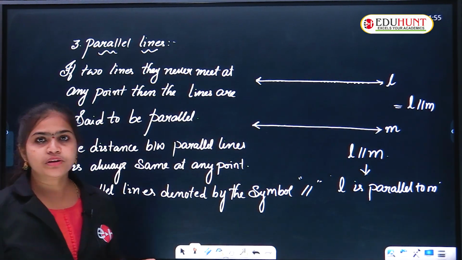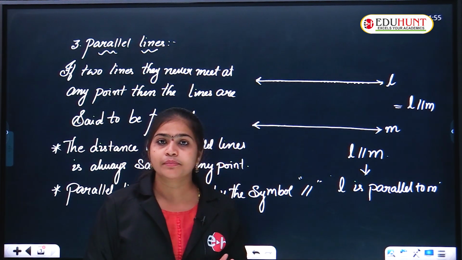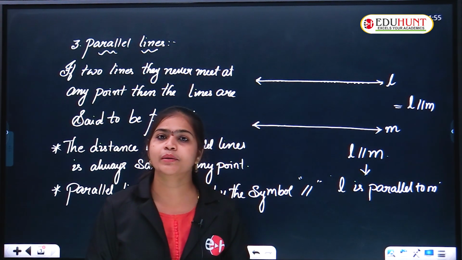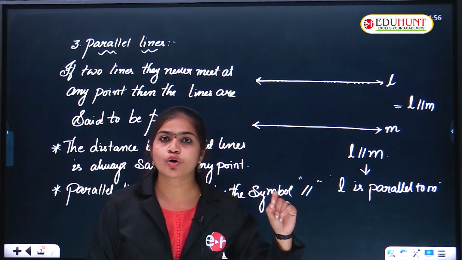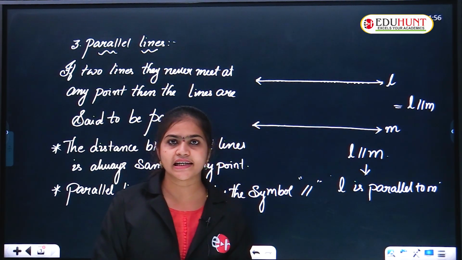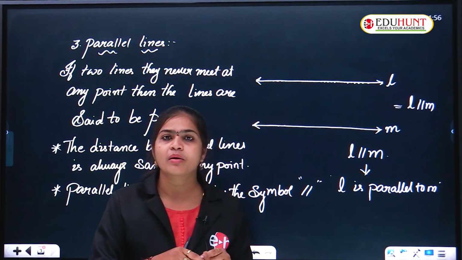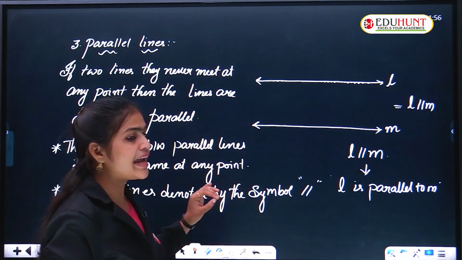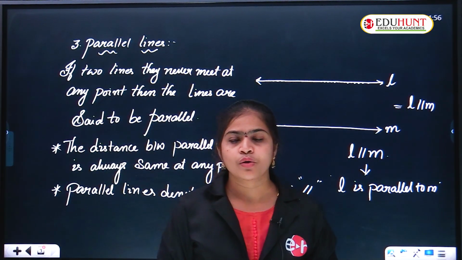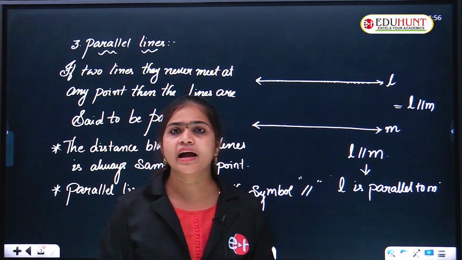Understood? So this is about parallel lines. Okay, and one more thing, children, in the previous videos we learned about angles, right? What about an angle? By joining two lines at a common point, we can observe an angle. I told you that, right? By joining two rays at a common point, we can observe an angle. Okay, what is the angle between parallel lines? Can we observe any angle here? There is no angle we can observe here.